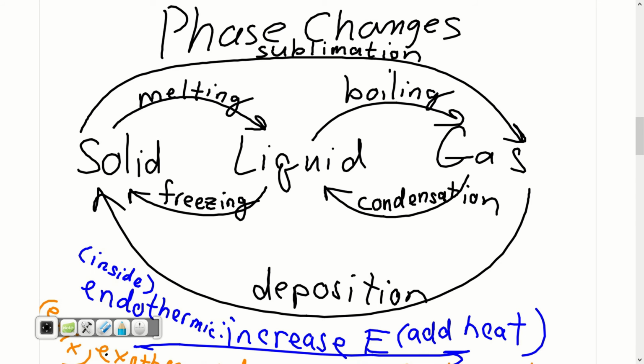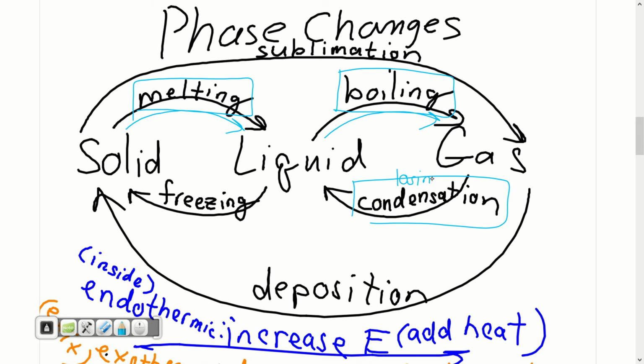As we just said, if I'm moving toward gas, I must be adding energy. So melting is a process where I'm adding energy to the object. Boiling is a process where I'm adding energy to the object. Gas to liquid, I must be losing energy. Okay, I must be releasing energy. So based on the direction you're going, we can identify the different phase changes as ones that are adding energy or losing energy.